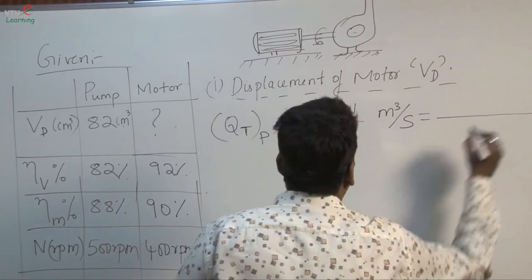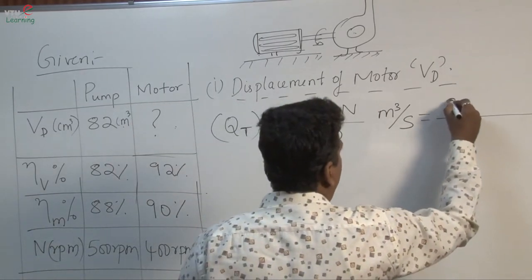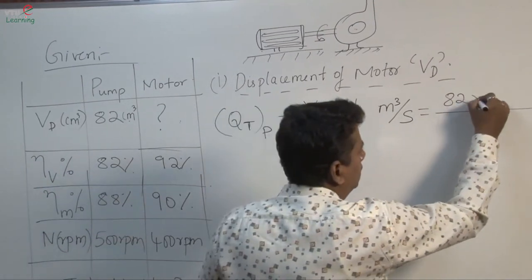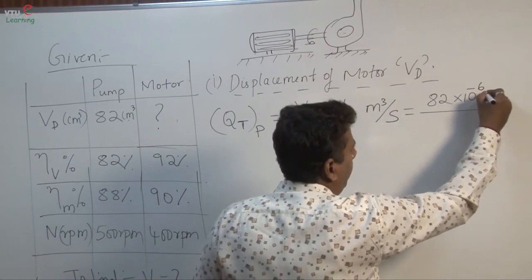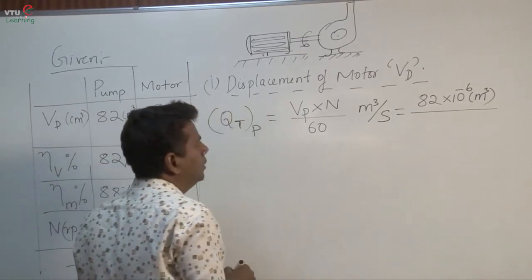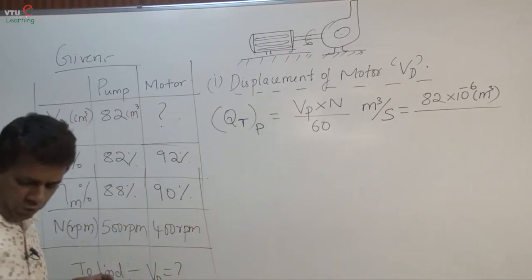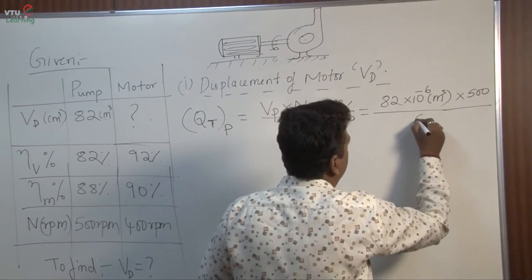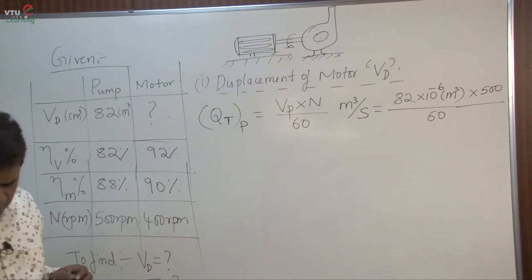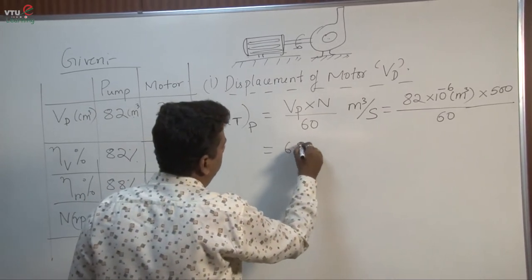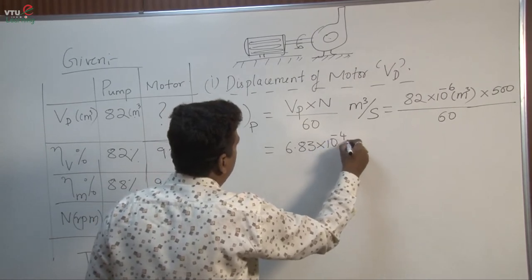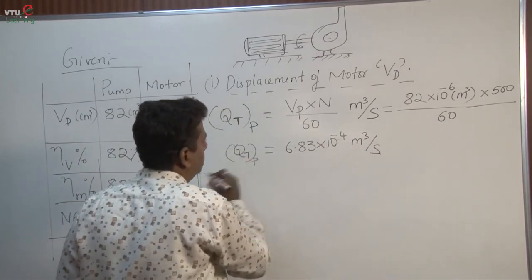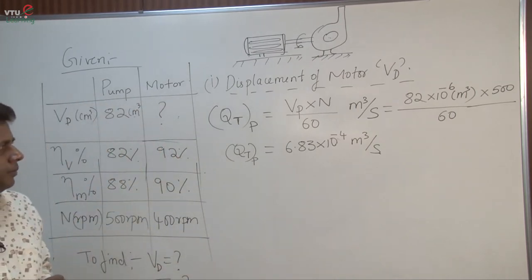Can we find out the value for the pump? Can we substitute? Vp is 82 centimeter cube, which is nothing but 82 times 10 to the power of minus 6 meter cube, and the RPM is 500, so multiplied by 500 divided by 60. We get 6.83 into 10 to the power of minus 4 meter cube per second. So this is Q theoretical pump, the theoretical discharge for the pump.